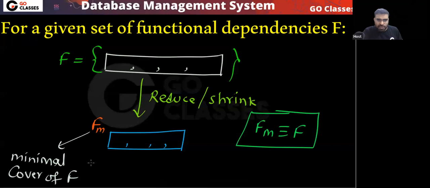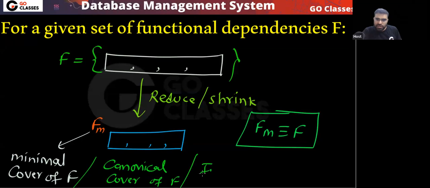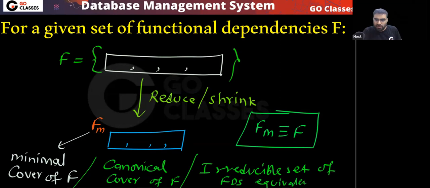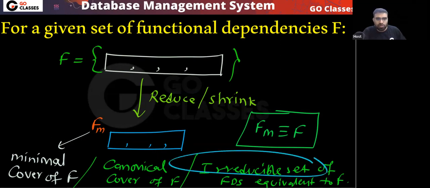Remember, either you can call it minimal cover, or canonical cover of F, or irreducible set of FDs, which is equivalent to F. So very simple. All these things are the same: minimal cover, canonical cover, irreducible set. All these things are same.